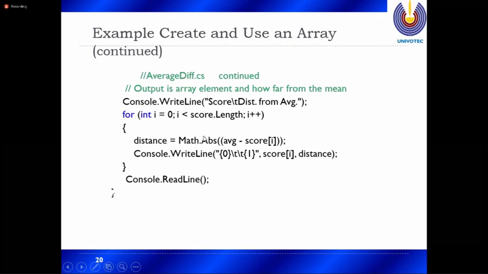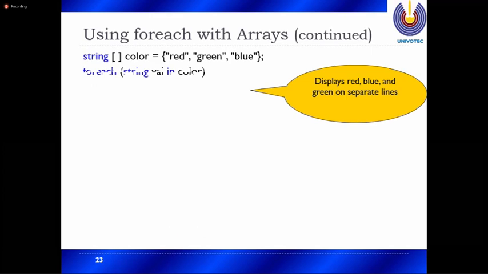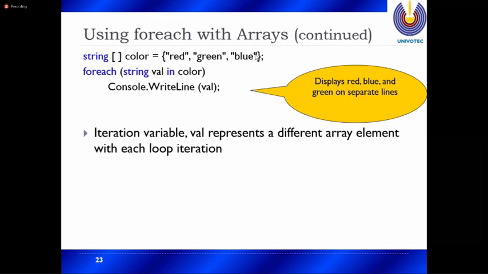But in the foreach, it automatically takes the number of elements, however many colors there are. That is how many times it repeats. This is the Console.WriteLine; it repeats 3 times, printing the color values.